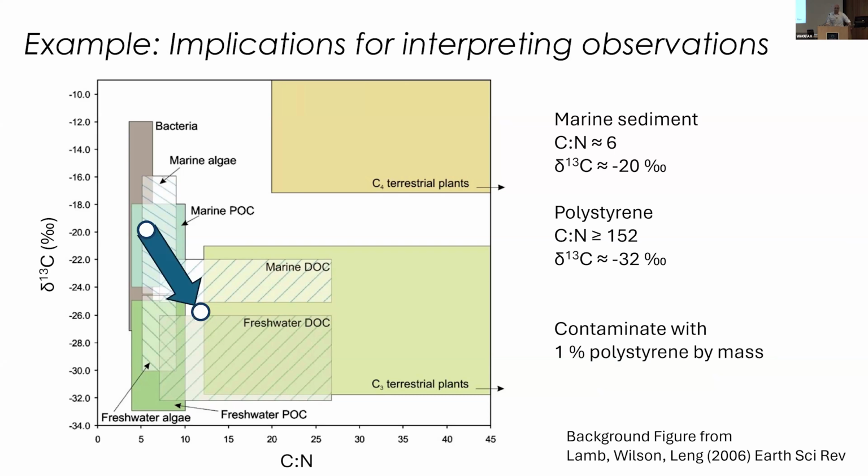And if you start to contaminate with 1% polystyrene by mass within the range that I showed you, it might go from looking like something like marine POC or sediment to something that's looking like freshwater DOC or a terrestrial sample. So with this small amount of polystyrene in there, if you're not observing it or quantifying it in some way, we may be doing source apportionments erroneously. We may be measuring the persistence and lability of carbon erroneously.